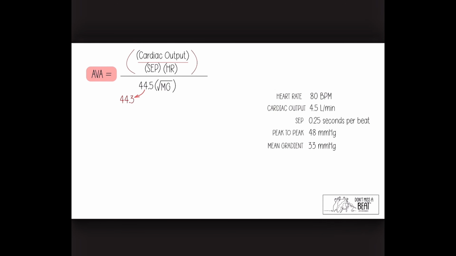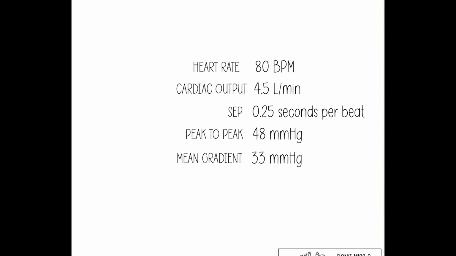Now let's try to calculate Gorlin. So let's take a look at what's provided. We have 2 different gradients, peak to peak and mean gradient. So which one are we using for Gorlin? The mean gradient. So I'm going to cross out peak to peak. SEP is provided, the systolic ejection period, which makes sense, right? Because aortic stenosis is measured during systole. That happens during systole. The cardiac output is 4.5 liters per minute.